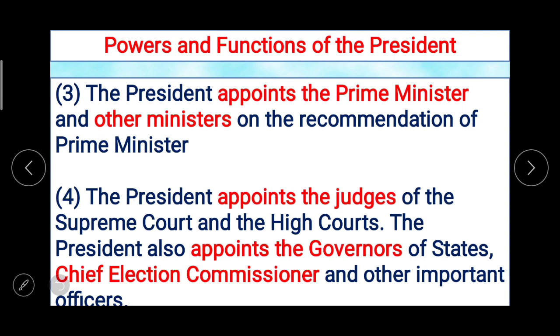President appoints the Prime Minister and other ministers on the recommendations of the Prime Minister. First he appoints the Prime Minister, and after the recommendations by the Prime Minister, he appoints other ministers. The President appoints the judges of the Supreme Court and the High Courts. The President also appoints the governors of states, the Chief Election Commissioner and other important officers.